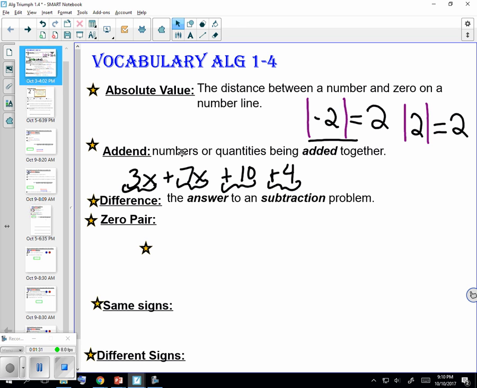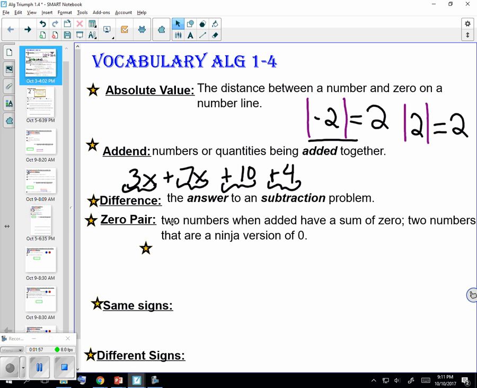Difference is the answer to a subtraction problem. When we have addends, we are adding things together and we're getting a sum. Difference means we're subtracting. In this lesson, you will learn that you can take a subtraction problem and turn it into an addition problem by changing positives to negatives for numbers.